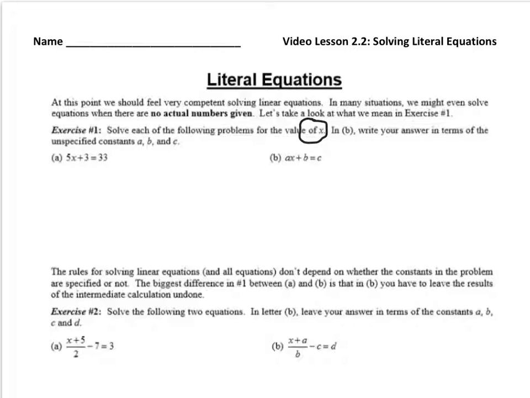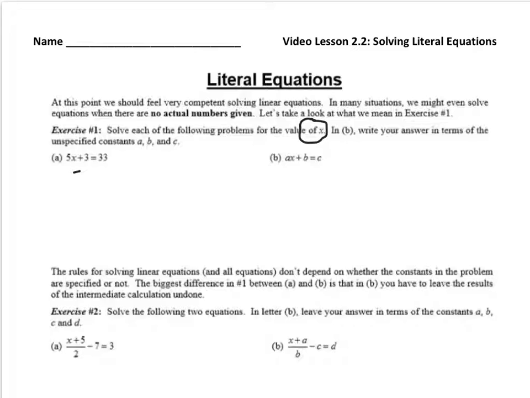So first we'll solve one that is not a literal equation, but an equation where there will be one number as your answer. 5x plus 3 equals 33. You can see there's only one variable in there to solve for. It's x. And it's pretty simple to solve for it.